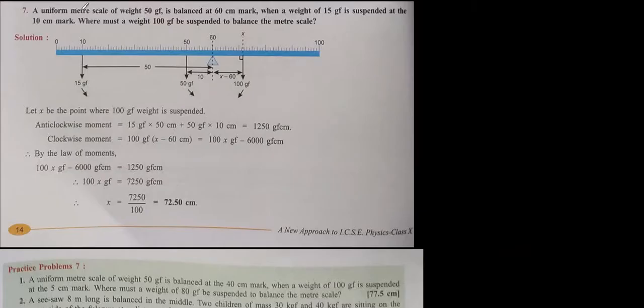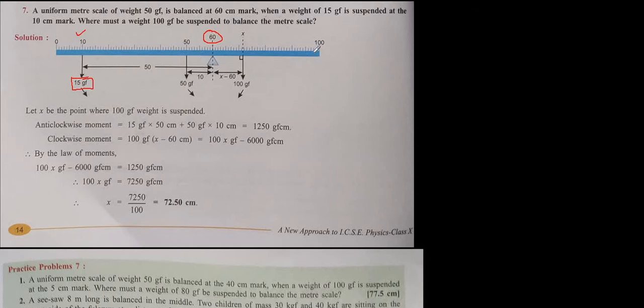Question number 7 says a uniform meter scale of weight 50 GF is balanced at 60. So at 60 the balancing is taking place. When a weight of 15 GF is suspended at the 10 centimeter mark, where must the weight of 100 GF be suspended to balance the meter scale?